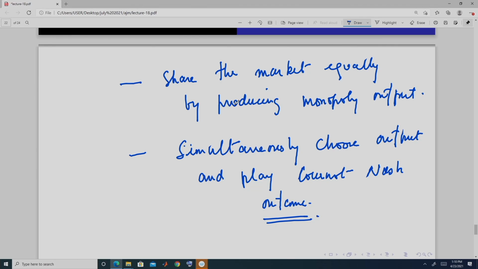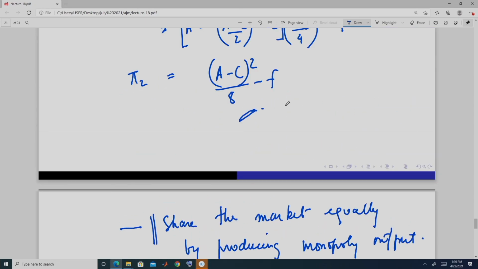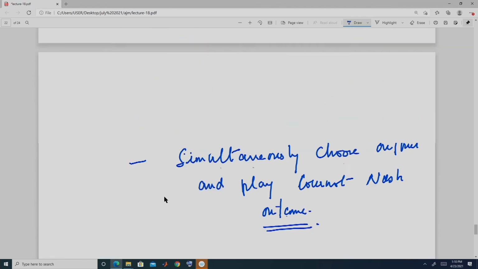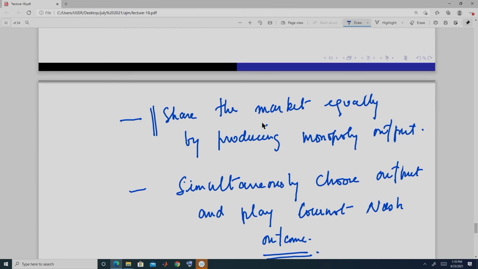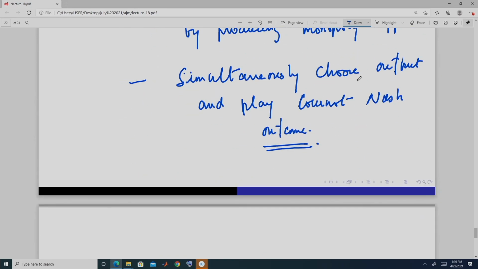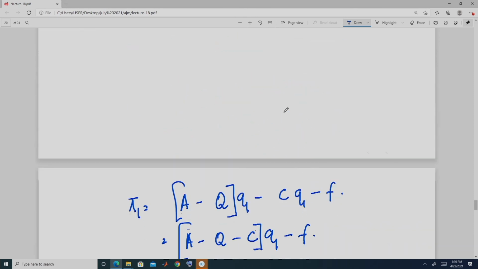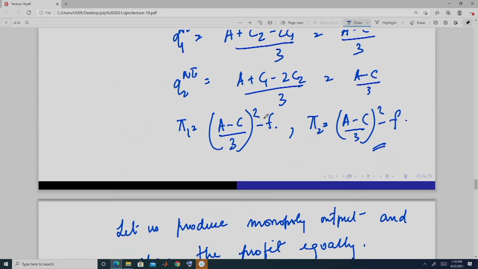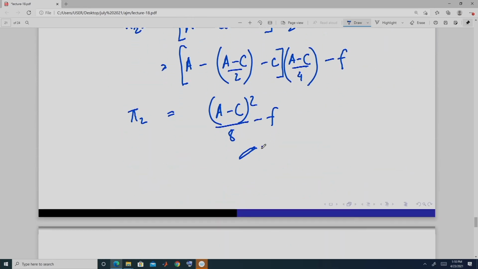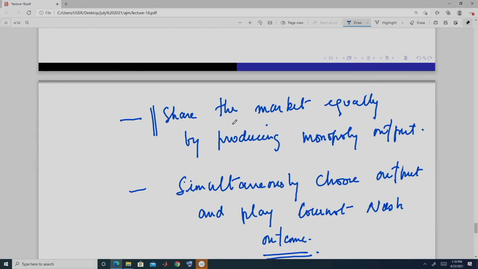Now, here in this situation, what are the profits? In this situation, profits are this. So, when they share this, the profit is this, and in this case the profit is, what is the profit? The profit is this much. Okay.